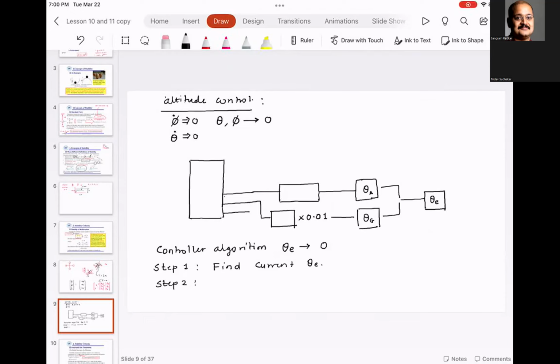So what is the error? Error is the actual value of theta minus 0. Do you agree with me? Because 0 is my set point. I want it to be 0. If it is not 0, that's an error. Do you agree? Okay. So what I have is error is equal to theta E minus 0, which is E.